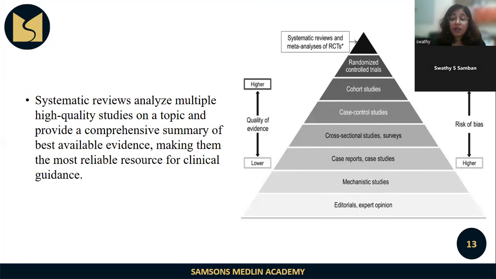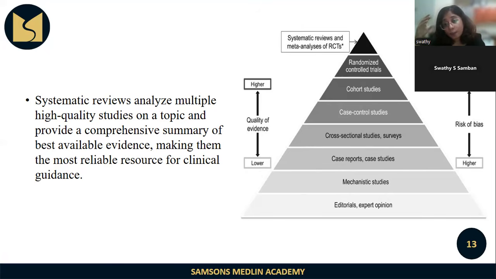This pyramid will help you get a clearer idea of this. At the base of the pyramid, you can see editorials and expert opinion, which are low levels of evidence. As you go up the pyramid, you can see case reports. Above that, you can see cross-sectional studies. Above that, case control studies. Above that, cohort studies. Then you have the randomized controlled trials.